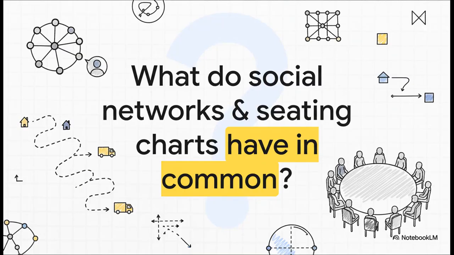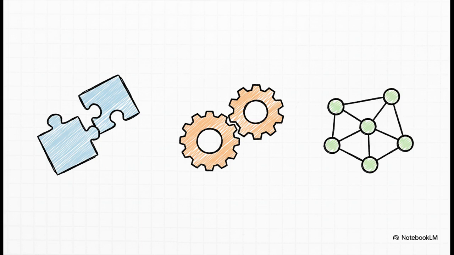So, let me ask you something. What in the world do your friends on social media, the route a delivery truck takes, and, I don't know, a complicated seating chart for a wedding, what do they all have in common? Well, believe it or not, they're all puzzles. They're puzzles about arrangement, about rules, and about connections.